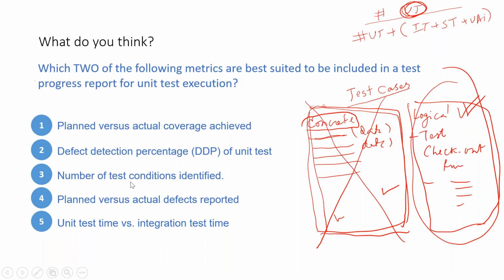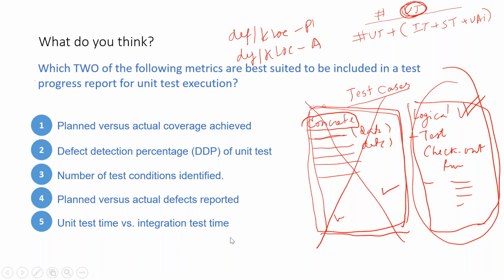Number of test conditions identified, again not that good a metric. Planned versus actual defects reported can be better, because we have to choose two. At the time of unit test execution, you say that this many defects per kloc is my target. So how many defects per kloc I want to find is my planned one, and how many defects per kloc I in fact found. That will give a better progress measurement. That is a potentially good answer.